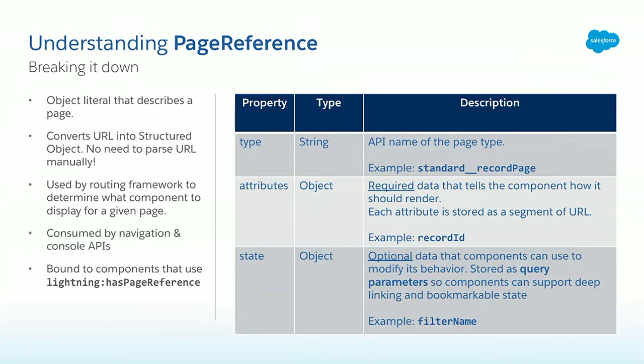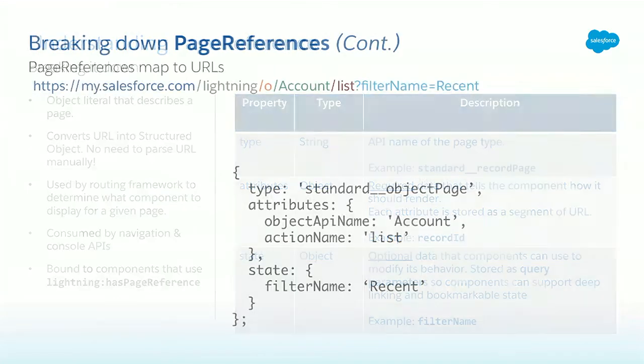This object has three properties: type, attributes, and state. Type is just the type of the page. Attributes are the information that will actually be stored in the URL, like record ID and the view. State is an optional set of parameters that will be tacked on to the URL as a query string.